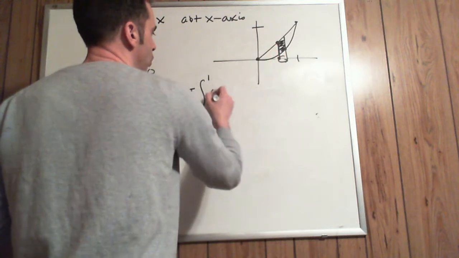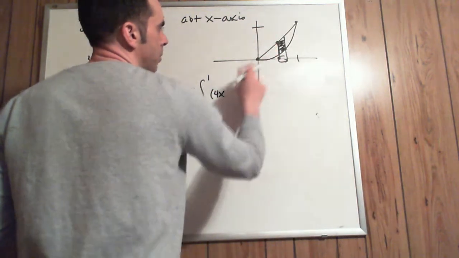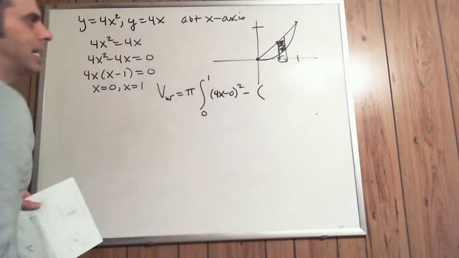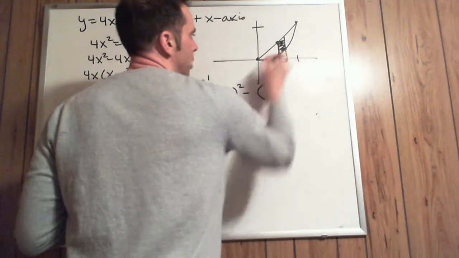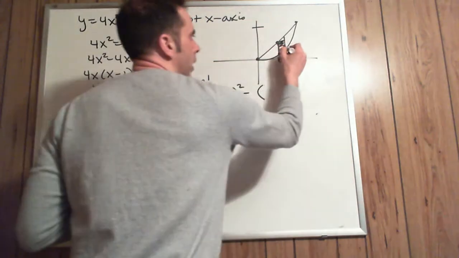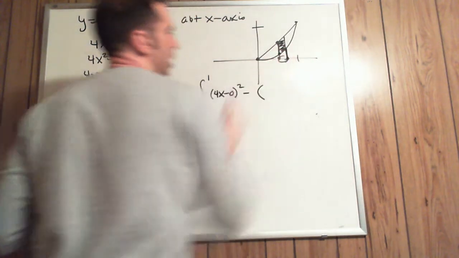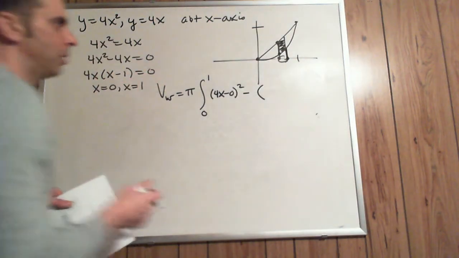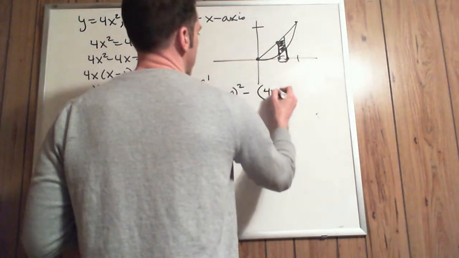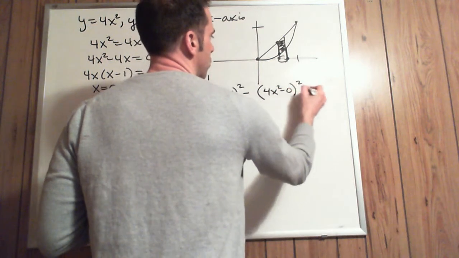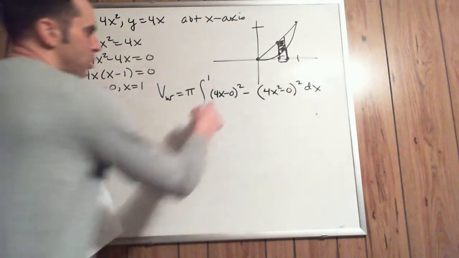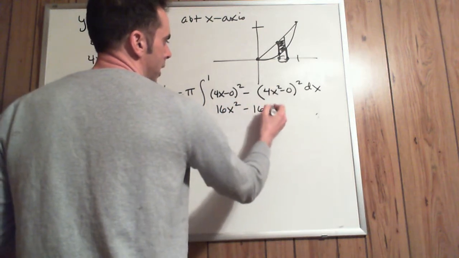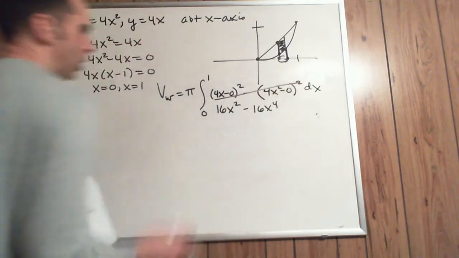The top is 4x. The bottom is 0 squared. Minus the clear piece, which is this piece right here. The length of the clear piece, when that rectangle is vertical, again, it's top minus bottom. So it's going to be 4x squared minus 0 quantity squared. And this just becomes 16x squared minus 16x to the fourth. That's what that all becomes.